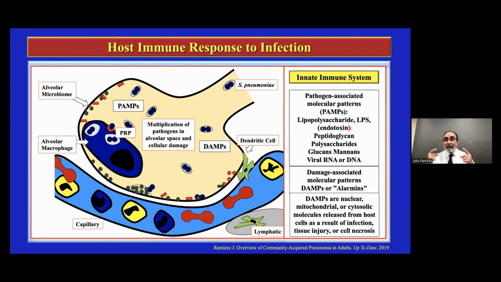Then we recognize these damage-associated molecular patterns, or alarmins. The point here is that our immune system doesn't get excited for a lot of things. It's only 10 things that we are getting excited about that we're going to fight.